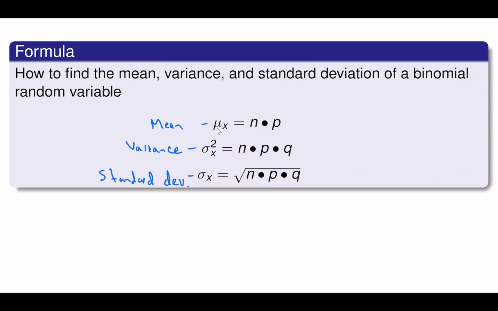In order to find the mean, all you have to do is n times p. If you want to find the variance, you get n, multiply by p, and then multiply by q. That gives you the variance. If you want to find the standard deviation, you get n, multiply by p, multiply by q, and then take the square root of that. So that's how we find the mean, variance, and standard deviation. Just remember, this is for binomial distribution.